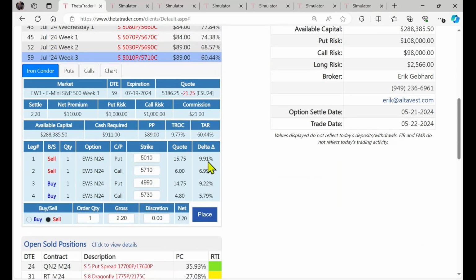A 9.91 delta means there's over a 90% probability this put is going to expire out of the money. And with the calls, 6.99, you've got about a 93% probability that the calls you're selling are going to expire out of the money. So these are mathematically a much higher probability outcome that favors a seller. That's why the algorithm is deciding to sell these puts and these calls, and then you hedge it with the purchase of these puts and calls here.